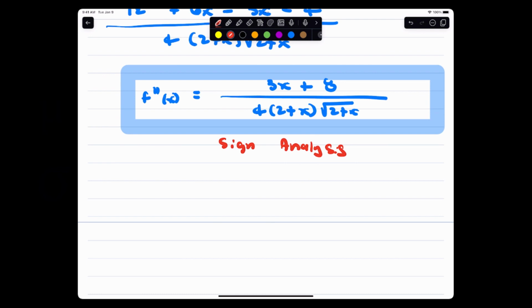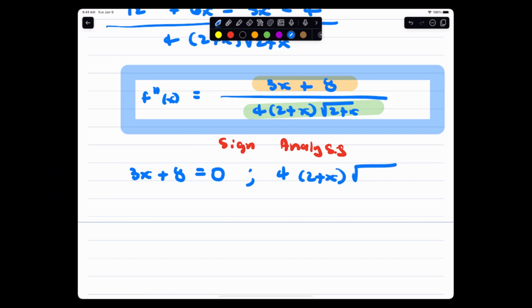What do we got to do? Do you guys know? Yeah, we're doing sign analysis, so we have to know where that numerator is 0 and where the denominator is what? 0. Is that true? So we say 3x plus 8 equals 0, and then 4, 2 plus x, square root 2 plus x is 0.